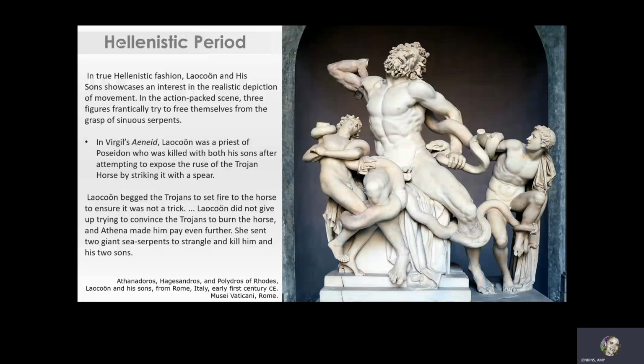So Athenodoros, Hagesandros, and Polydoros of Rhodes. Laocoön and his sons is from Rome, Italy, early 1st century CE.